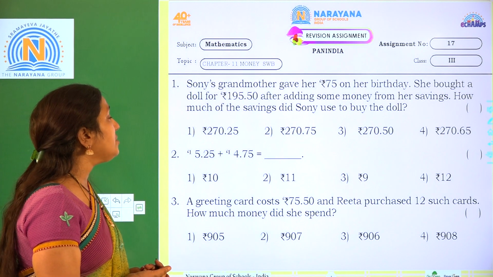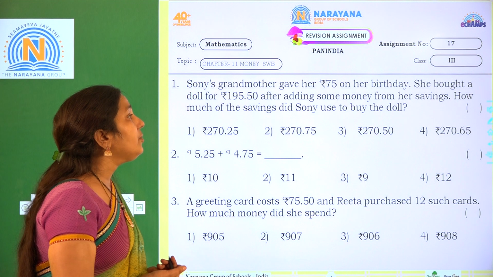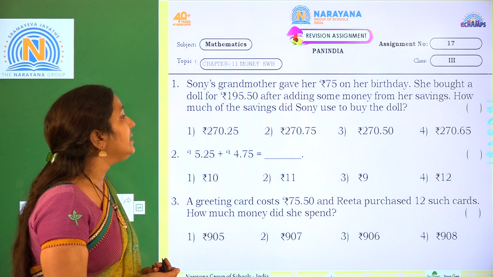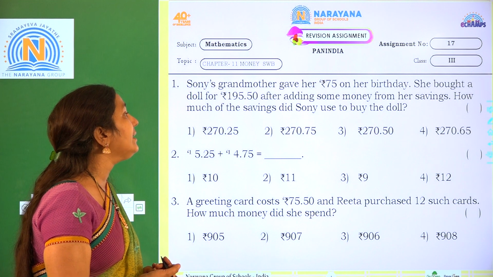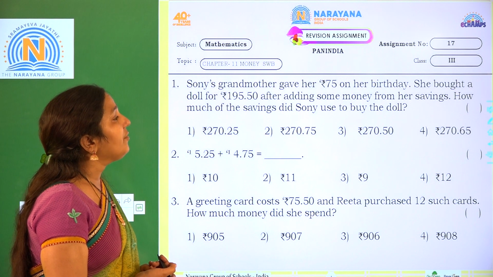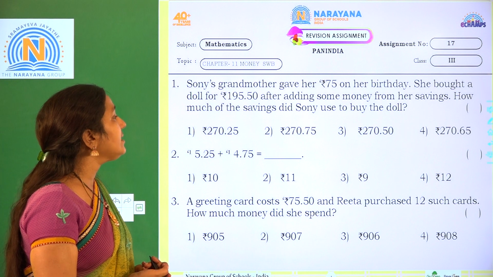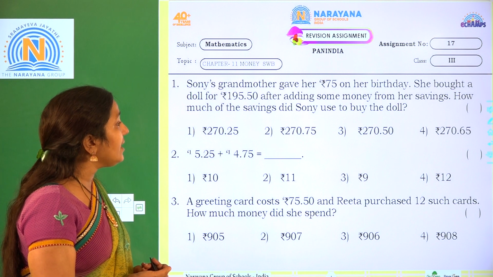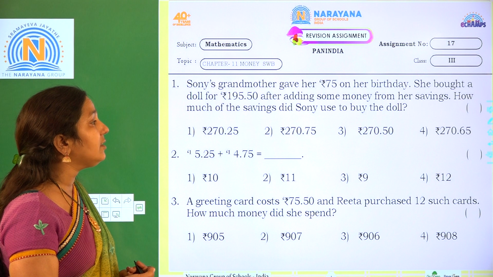Coming to the first one, Soni's grandmother gave her ₹75 on her birthday. She bought a doll for ₹195.50 after adding some money from her savings. So how much of the savings did Soni use to buy the doll?